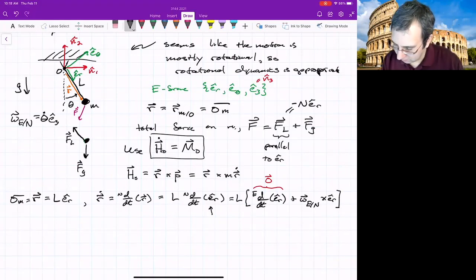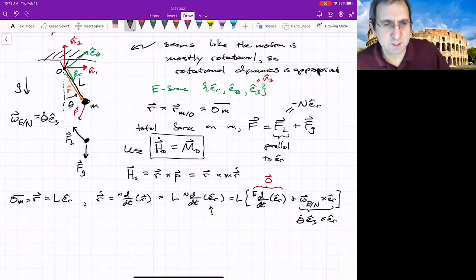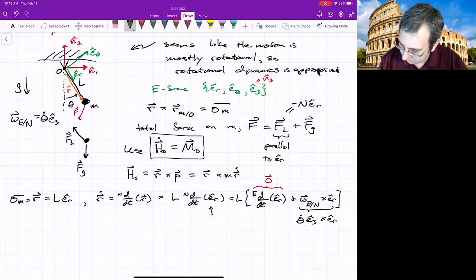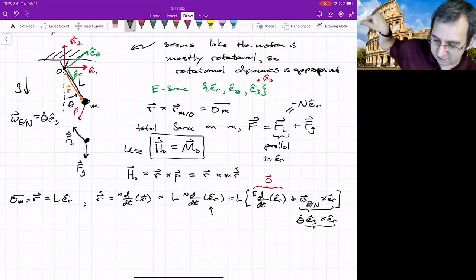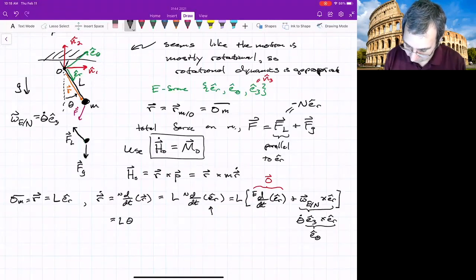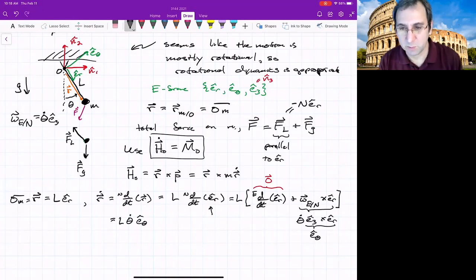All right, so then in here, if I evaluate this, we've got theta dot E3 cross ER. As much as possible, I avoid doing the cross product using that weird determinant thing. You don't really need to. So what is E3 cross ER? Okay, this is E theta. All right, so this was a lot of work to show that this is L theta dot E theta, which maybe we remembered from before, but there it is.